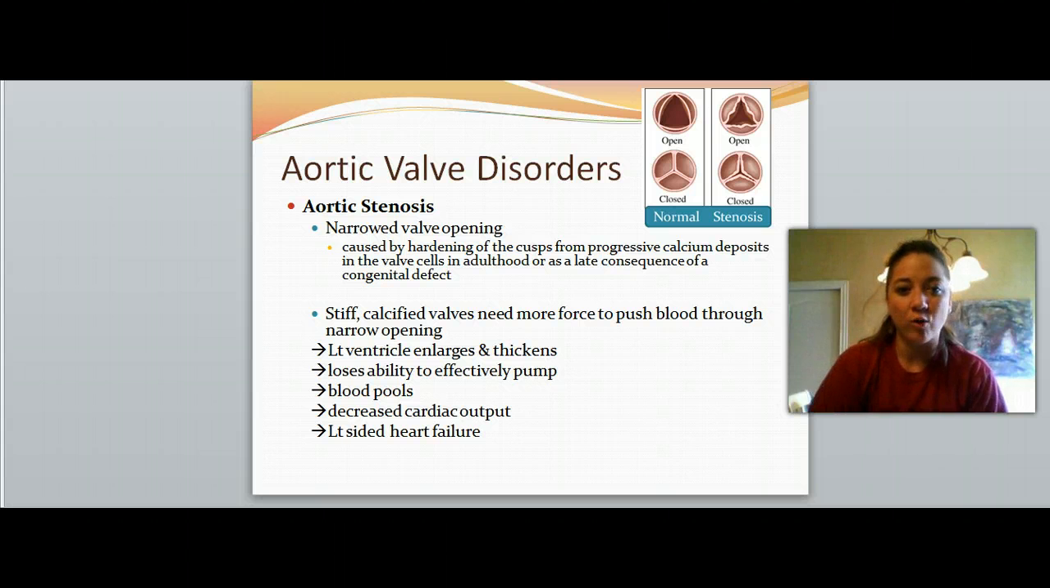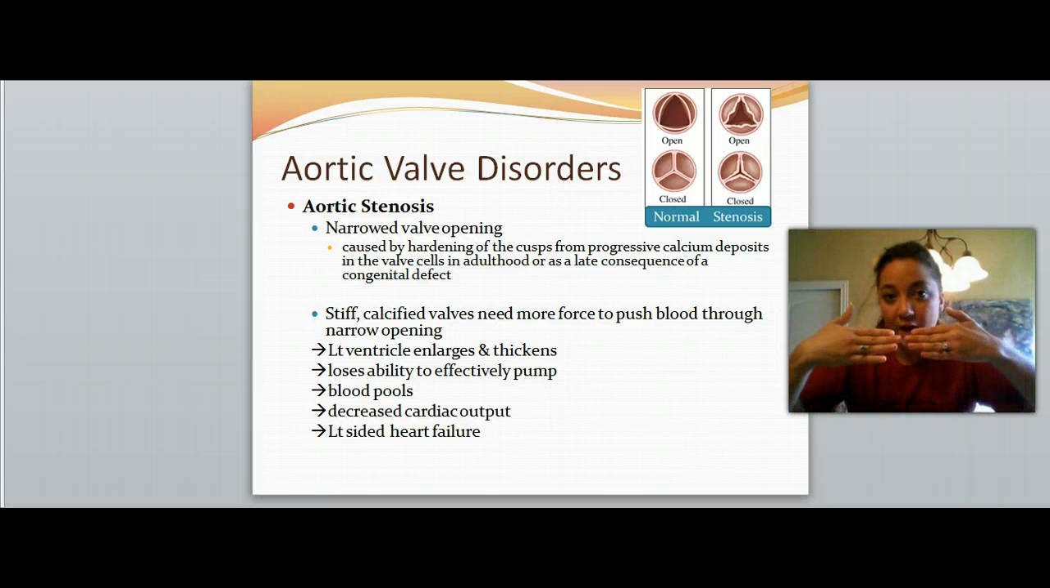So we're going to talk about aortic valve disorders first. Aortic stenosis is the first one we're talking about. When I say the word stenosis, think about that word, okay? Stenosis is talking about a hardening and narrowing, okay? So whenever we say stenosis, think about hard and narrow.